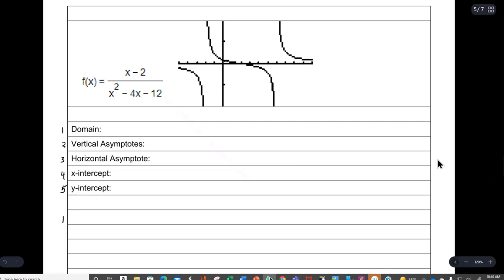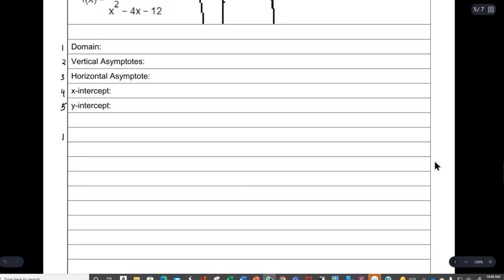Let's see how. To find the domain, I take the denominator, and I set it equal to 0. And most, if not all, of these denominators are factorable. So let's factor.